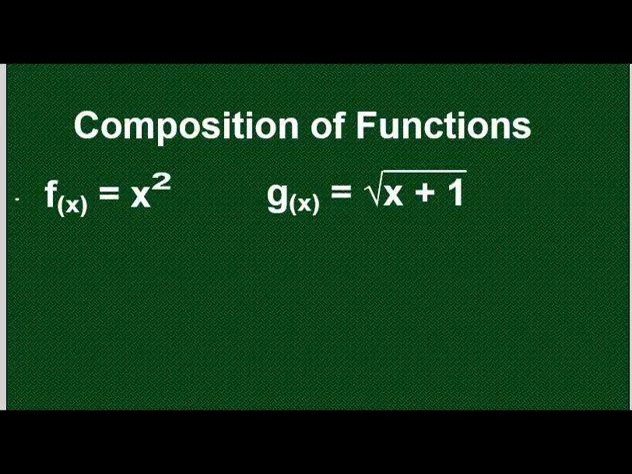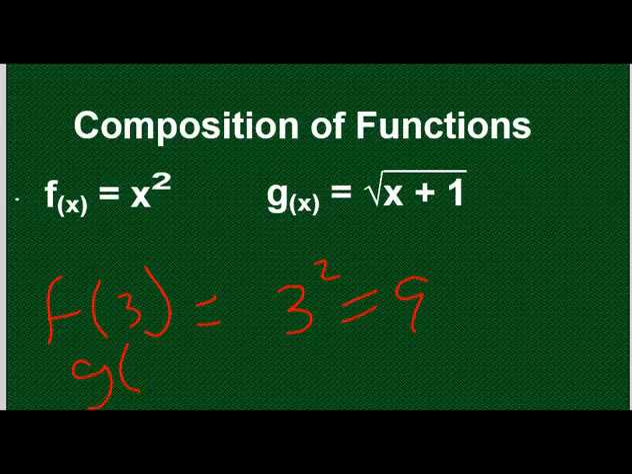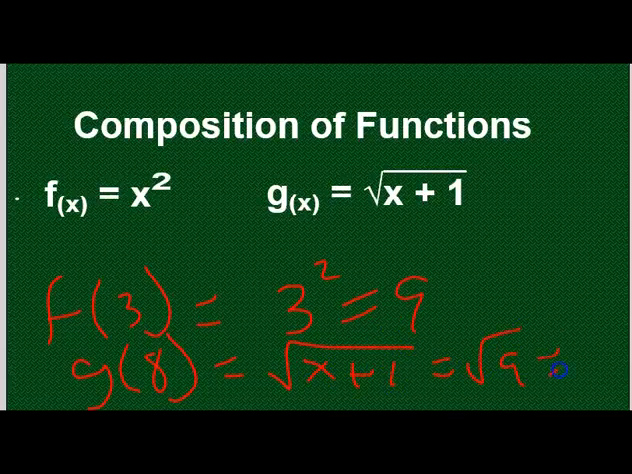Let's take a look at those two functions again. F is x squared and g is the square root of x plus 1. And let's just recall that if I wanted to find f of 3, or f of something, we plug 3 in for x. F of 3 would be 3 squared, or 9. Or let's find g of 8. That would be the square root of 8 plus 1, which is the square root of 9, which is 3, coincidentally. We just plug something in for x.